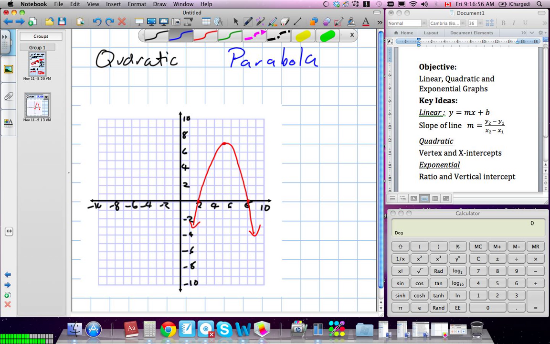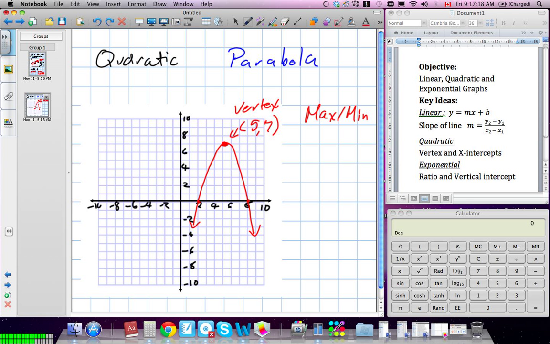So, the vertex of this parabola, I'm going to say is right here. I've moved it just a little. But it's going to be at 5 and 7. What's important about a vertex of a parabola is it's the highest or lowest point. So it's also known as the max or minimum of that graph. It also runs right through the middle. It's also called the axis of symmetry.